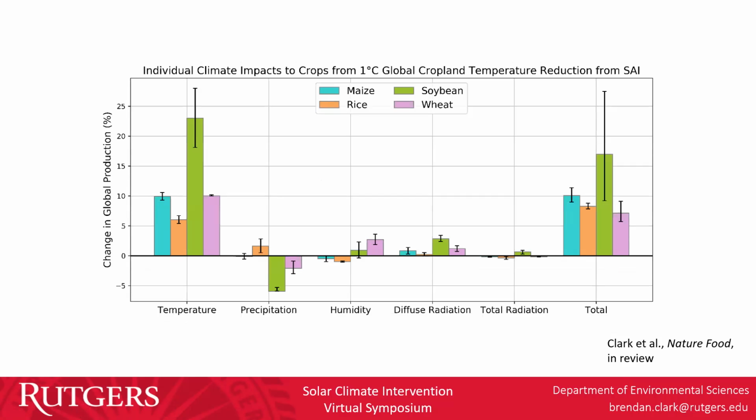Okay, and here I'm just breaking down the impacts from SAI due to individual climate changes. So how does just changing temperature, or just precipitation, humidity, diffuse radiation, and total radiation impact global production? And so you can see that the changes due to temperature have the largest impact on the total change in this crop model. This is probably going to be very dependent on the crop model that you use.